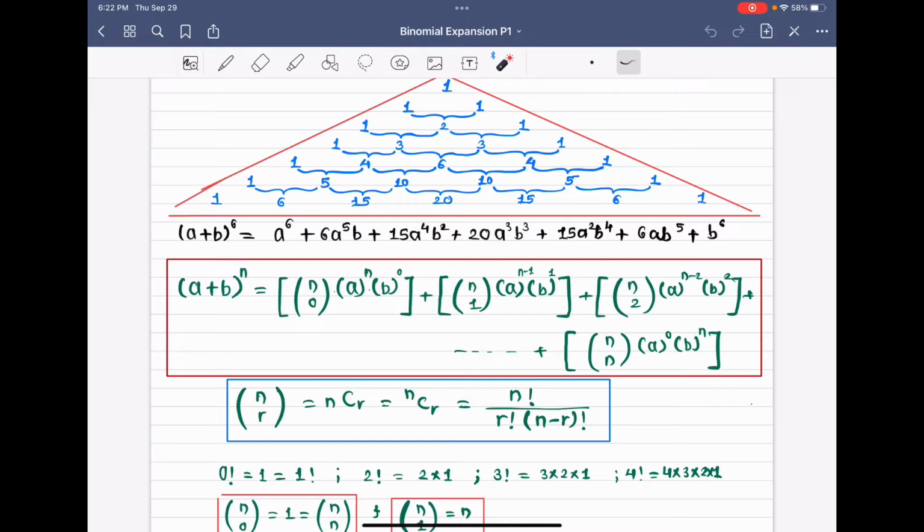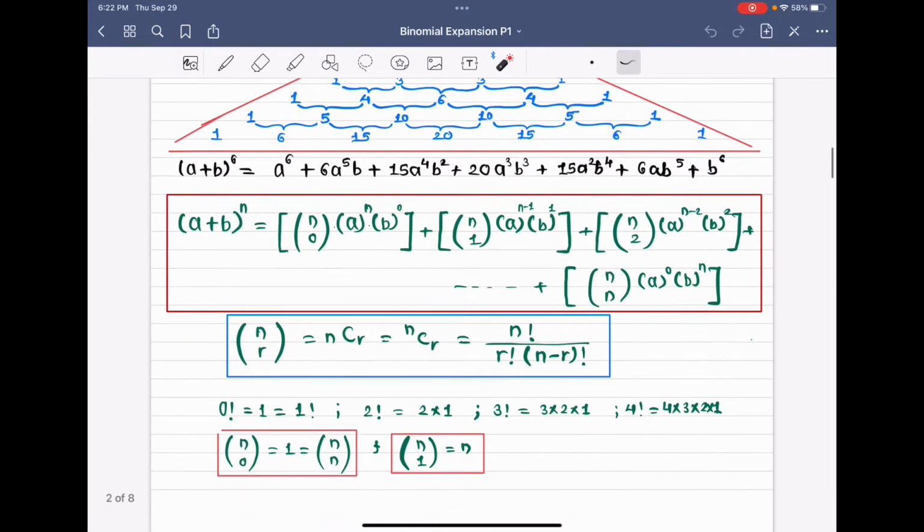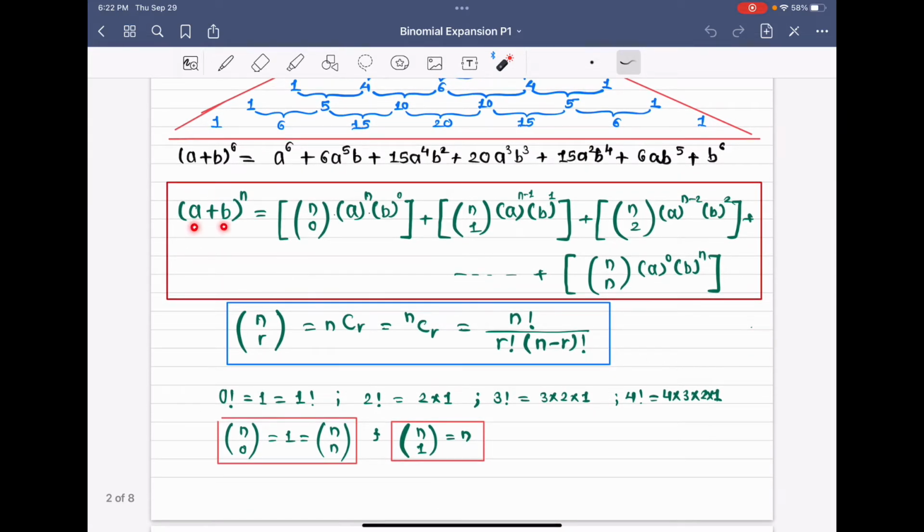Now, what is the binomial expansion formula? I'm using the same format, (a plus b) bracket raised to n. These coefficients like 1, 6, 15, 20, and so on are considered combinations. For combinations there is a formula. If you have n objects and you are choosing r objects. For example, if you have 4 pens, and I ask you to choose one of them, and if you don't want to choose anything, you will say, I'm not choosing anything.